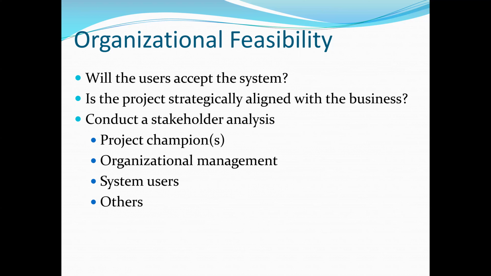Now, one way to assess the organizational feasibility of the project is to understand how well the goals of the project align with the business objective. So we may have a strategic alignment, which is the fit between the project and the business strategy. The greater the alignment, the less risky the project will be from an organizational feasibility perspective.